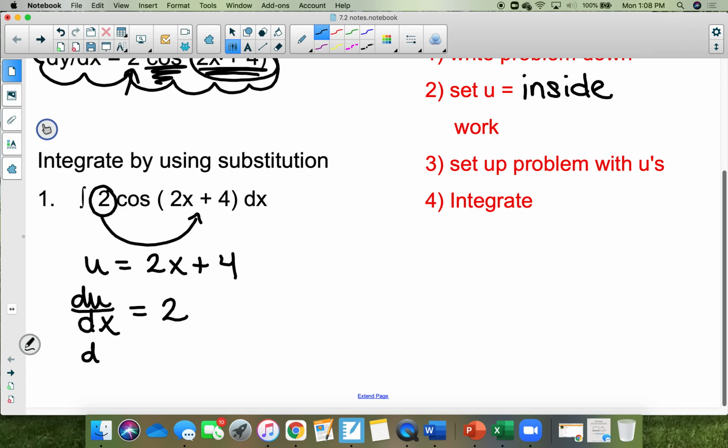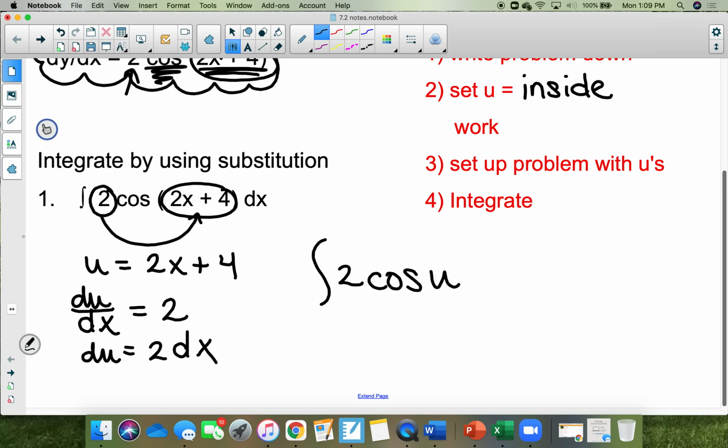You're going to get du alone by multiplying both sides by dx. After you get done doing this part, you're going to come over here and rewrite it. So you're going to put 2. You're going to put the cosine. You're going to resubstitute what the 2x plus 4 is. That stands for u. And substitute what dx stands for. dx is equal to du divided by 2.